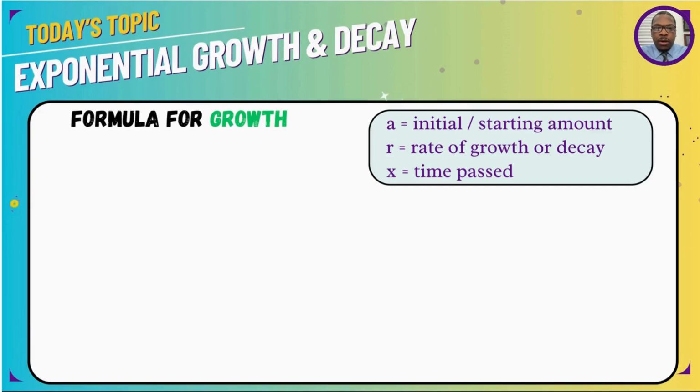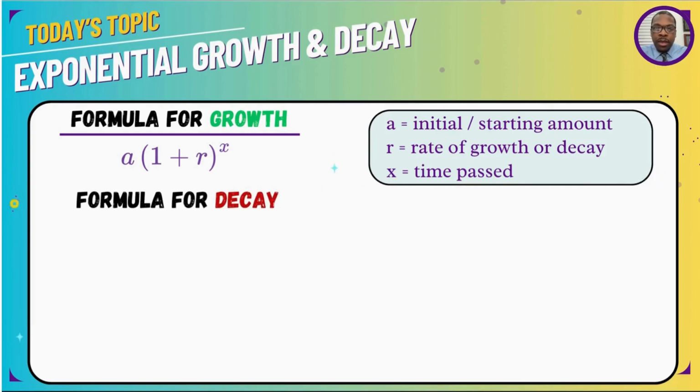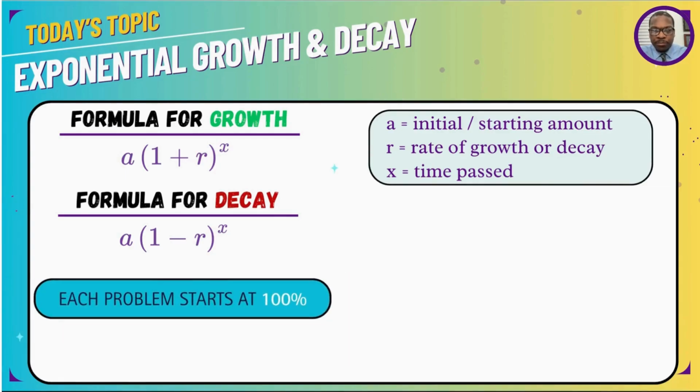Then you have the variable R, which is going to increase your growth rate in the case of growth, and R is going to subtract from it in the case of decay. And X is going to be any time that has passed. All right, the formula for growth, a very easy formula, we'll go over it briefly, is A(1 + R)^X. And the formula for decay goes the opposite direction. It's going to be A(1 - R)^X. So growth makes something bigger, decay makes something smaller.